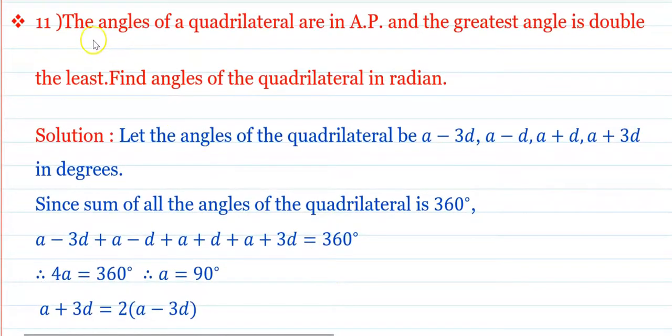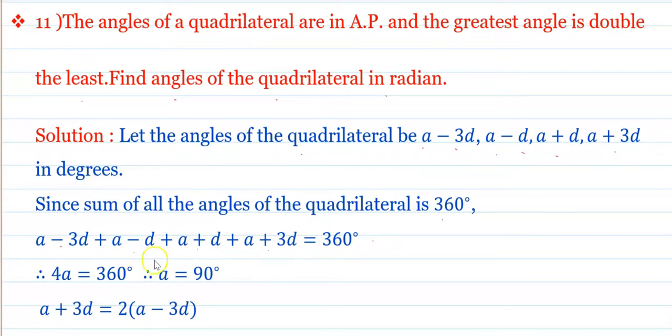Now the next problem. The angles of a quadrilateral are in AP, and the greatest angle is double the least. Find the angles of the quadrilateral in radian. Let the angles of the quadrilateral, that is the 4 numbers in AP, be, as you learned in 10th standard, A minus 3D, A minus D, A plus D, A plus 3D in degree. Since the sum of all angles of a quadrilateral is 360, A minus 3D plus A minus D plus A plus D plus A plus 3D is equal to 360.